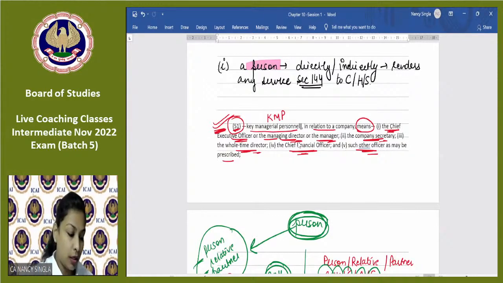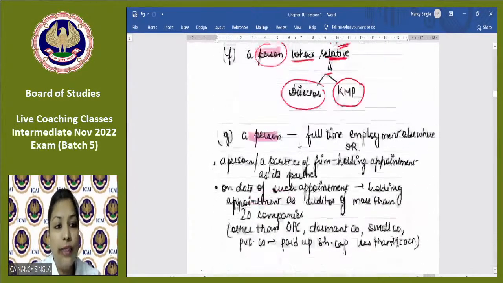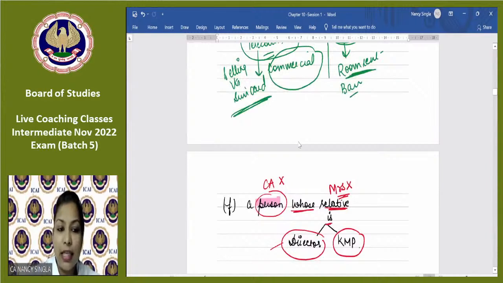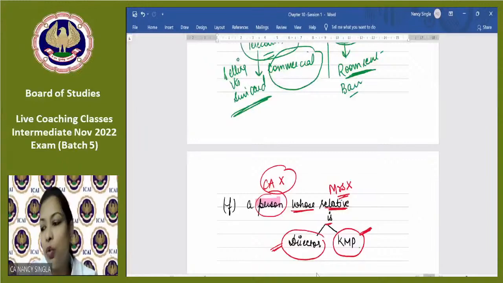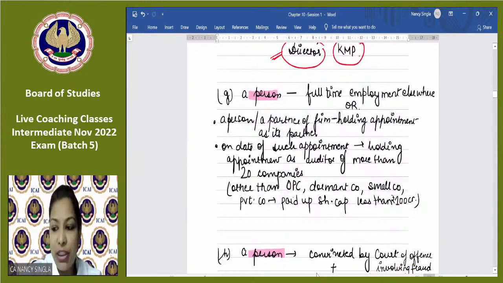ठीक है. Is it clear? So it says that if Mrs. X is a director of A Limited or is one of the KMP, like let's say she is a manager in A Limited, then CAX is not eligible to be appointed as the auditor of the company. Is it clear? Point number F. Now point number G.